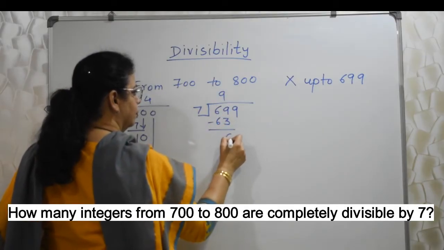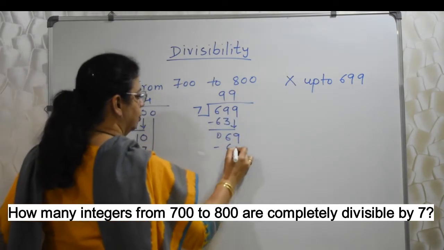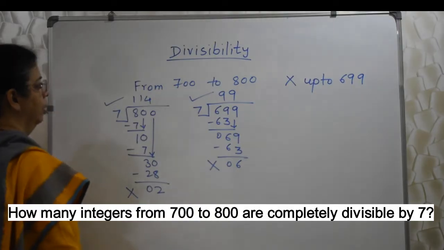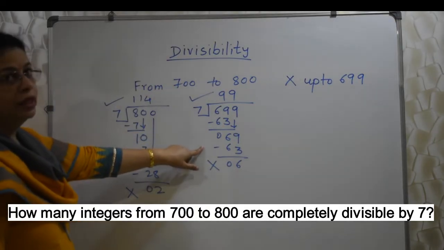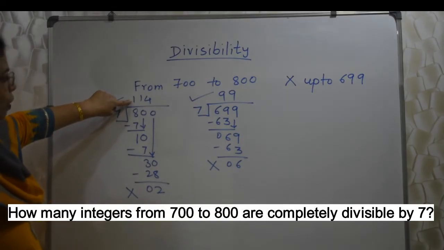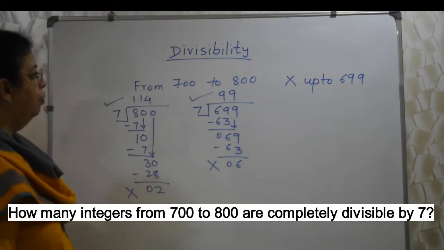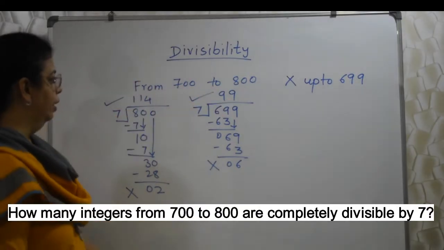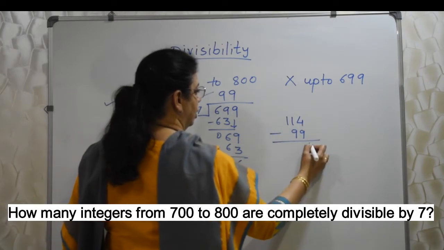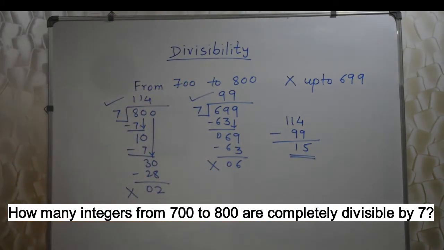Here again, don't worry about the remainder. The quotient is important. What do these two divisions indicate? This first one is the number of multiples of 7 from 1 to 800, and this is the number of multiples of 7 from 1 to 699. We want from 700 to 800. So our job is to take this quotient minus this quotient. The answer is 15. 15 should be your answer.